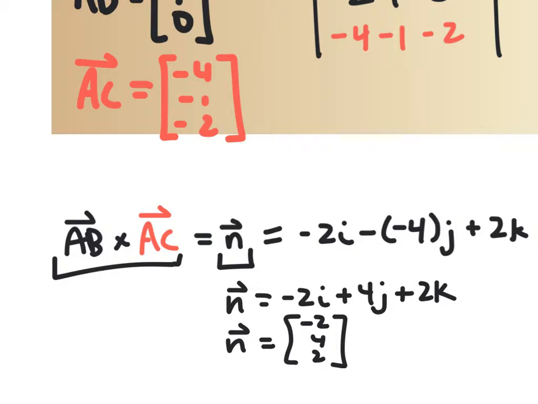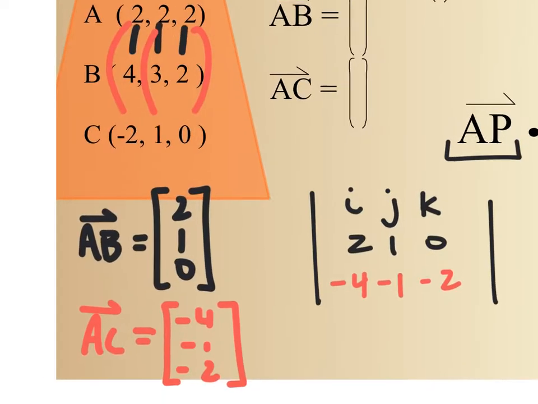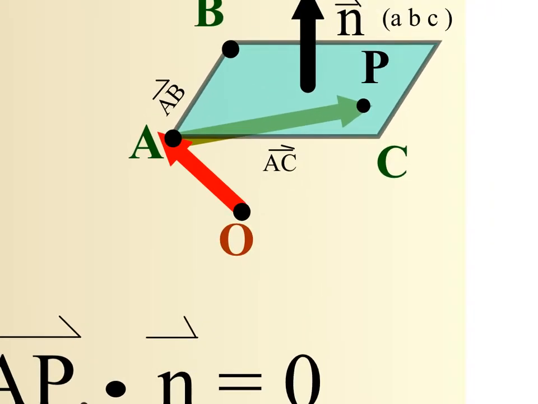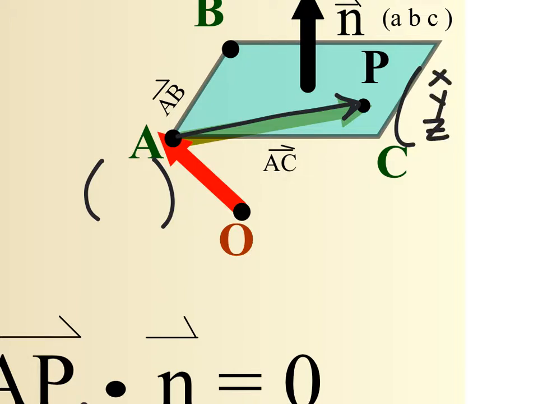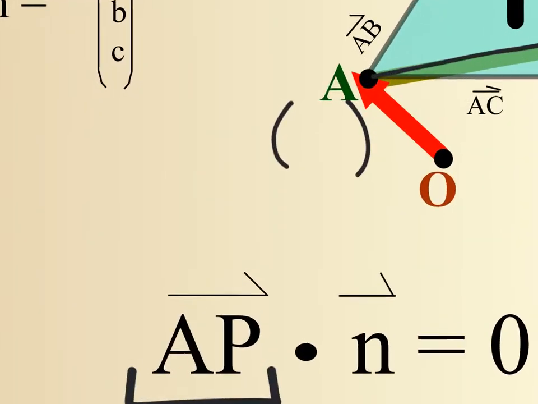Okay, now we're going to take that normal vector and we're going to take this vector AP on the plane. We know the points of A, those were given. We don't know the points of P. We'll call this x, y, z. But we do know A. What was A? 2, 2, 2. That's easy enough.